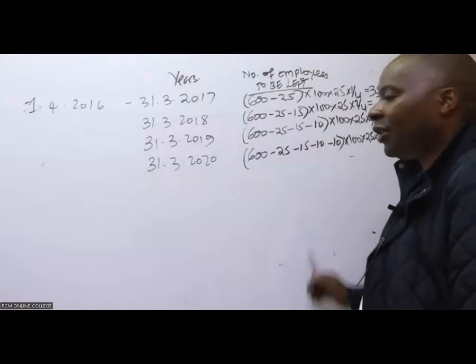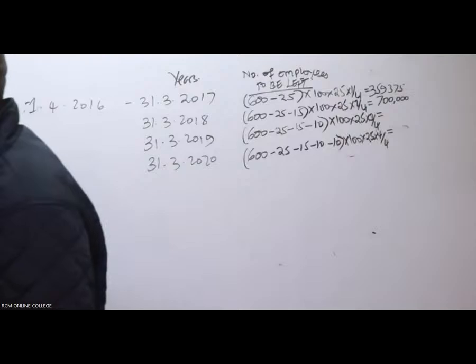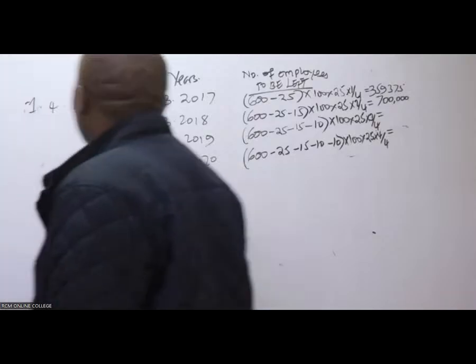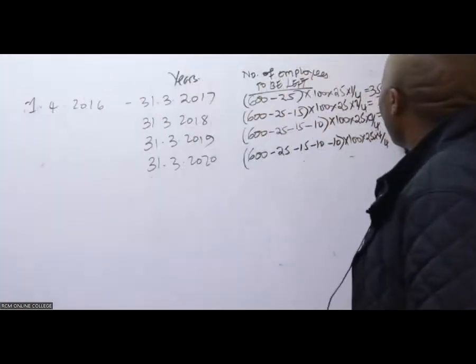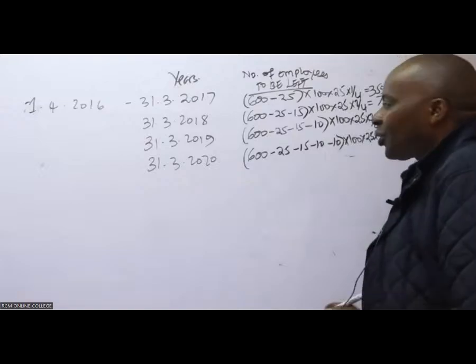How about the third figure? So this gives us 1,031,250. And then the last one.